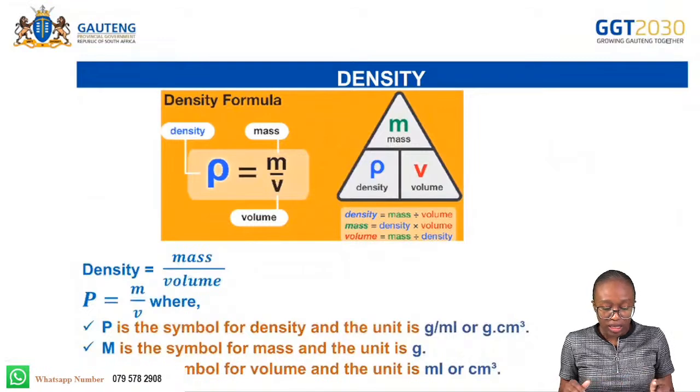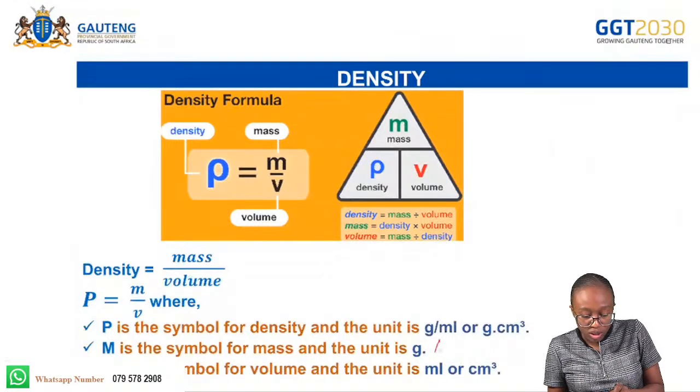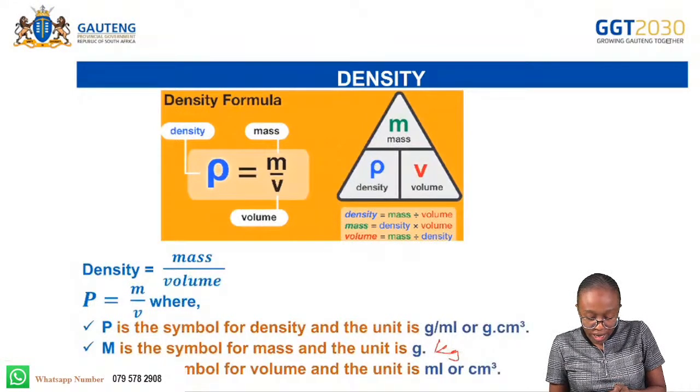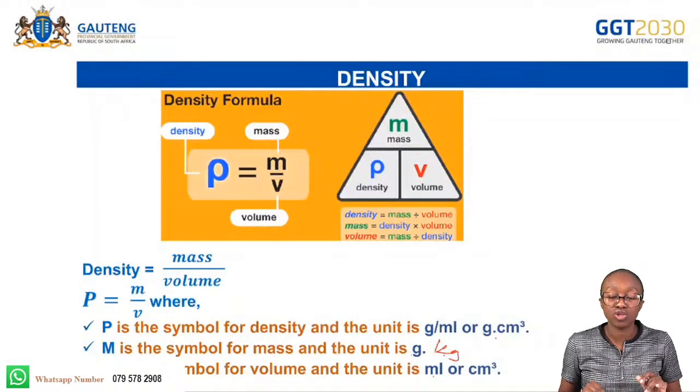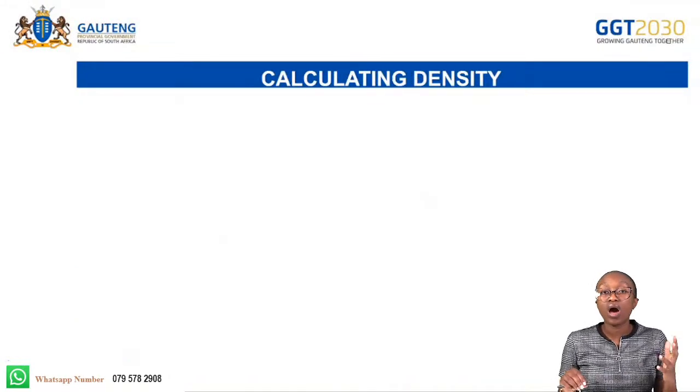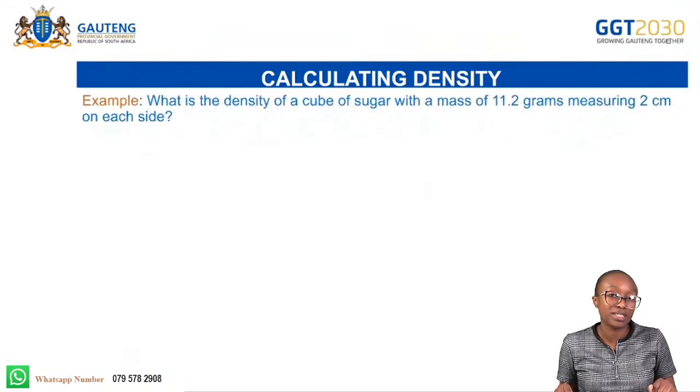So if, let's say, you are in a situation where you are given the unit as kg, you have to convert the kg to grams. You need to convert to grams. Now, how do we calculate density?